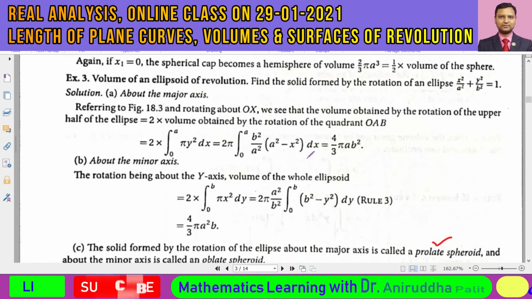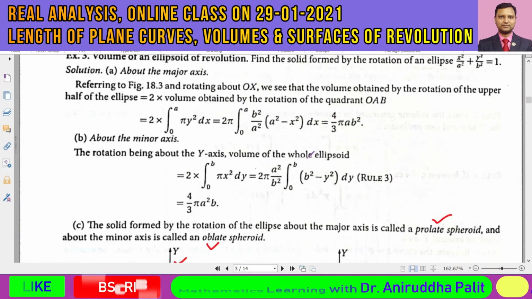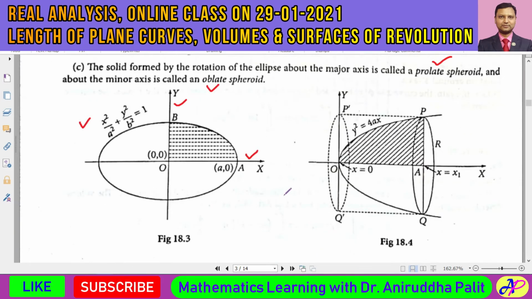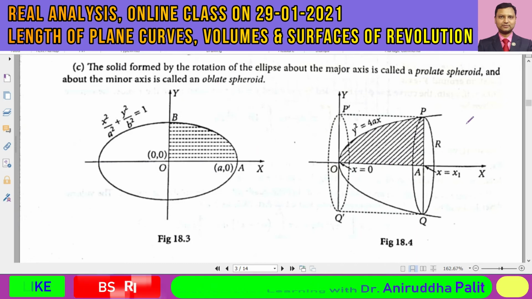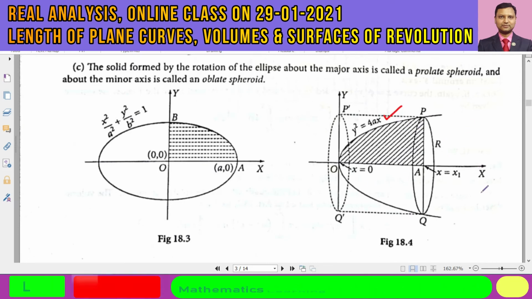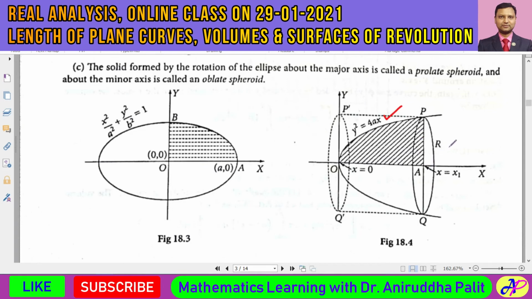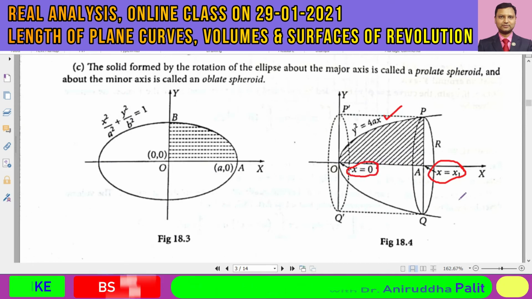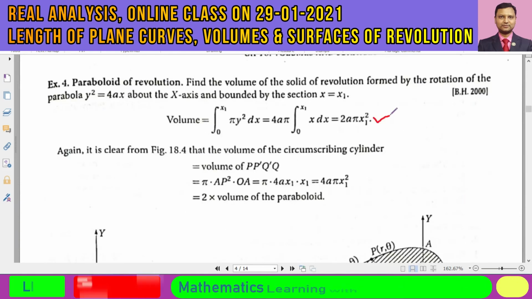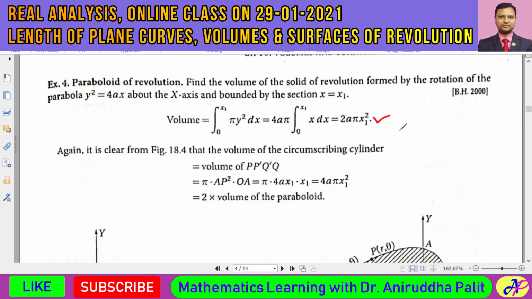So these are the corresponding results: about the major axis, this is the volume of revolution, and about the minor axis, this is the volume of revolution. And sometimes such a curve is given as a parabola, like this, y squared is equal to 4x. So whenever it is rotated about x axis, bounded by suppose the maximum value of x equal to x1, x from 0 to x1, that would be the limit. And in such cases, this is the final figure.